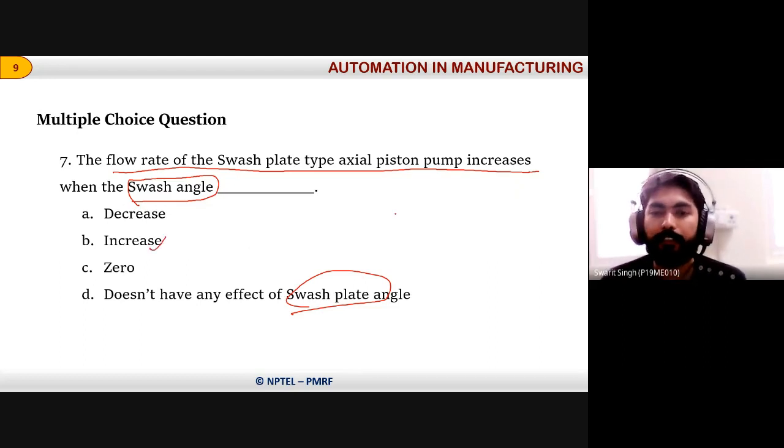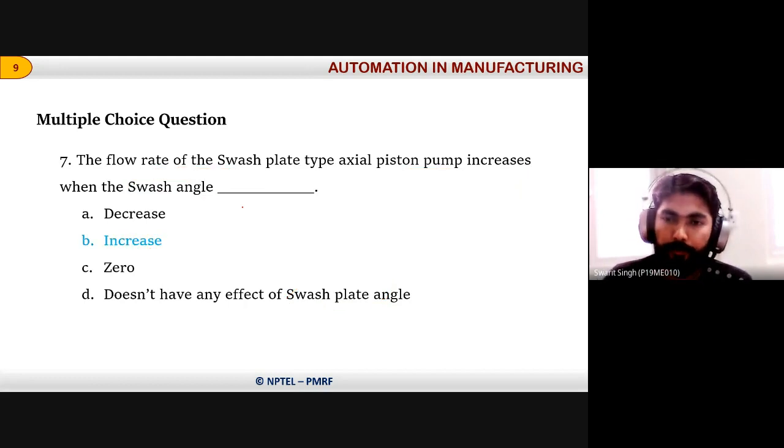So if we want to increase the flow rate of a swash plate type axial piston pump, we have to increase the swash angle. Is there any other answer? Let's see. B. Okay. So it is again increases. Whenever we increase the angle of the swash plate, what is happening here? If you have seen the swash plate type axial piston, it has this kind of plate. If we increase the angle like this, what happened?